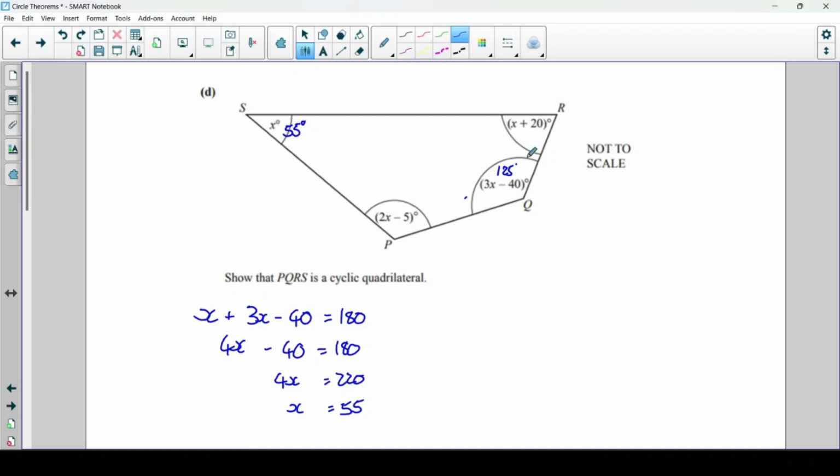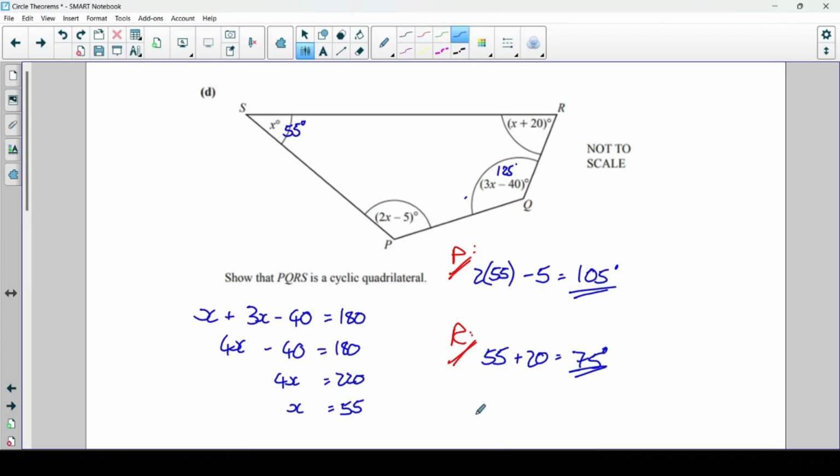But I definitely need to check that value in these two now. So let's substitute x equals 55 into here. 2 times 55, take away 5, equals 110, take away 5, so 105. That's angle P. Let's do R as well. x add 20 is 75 degrees.